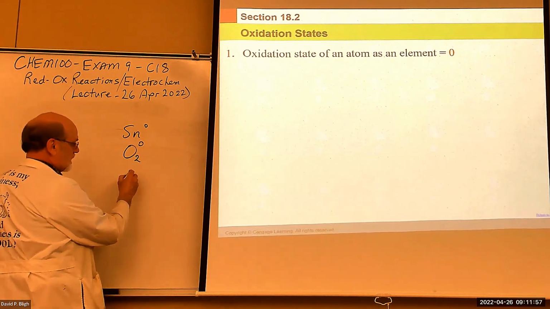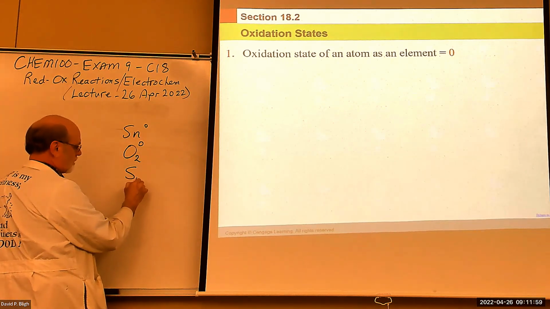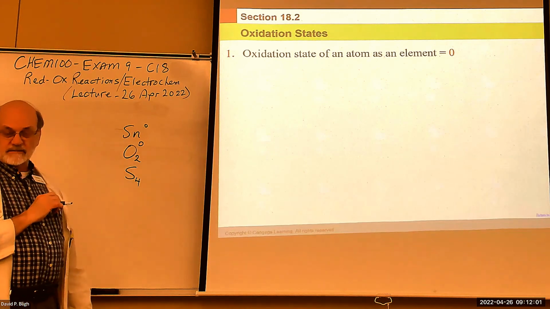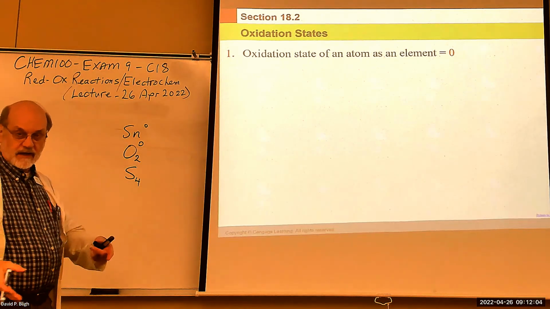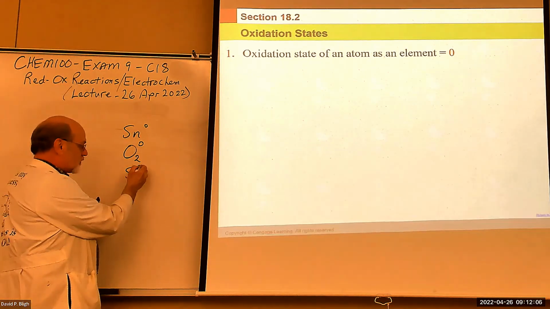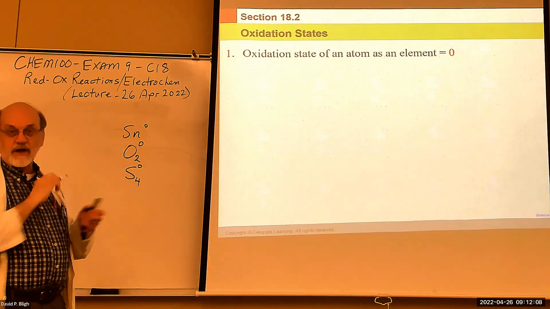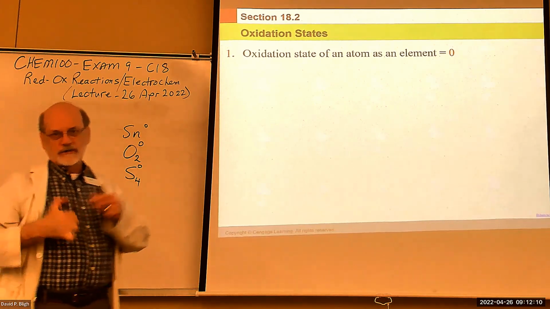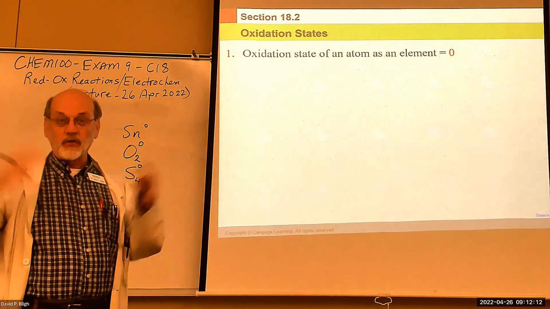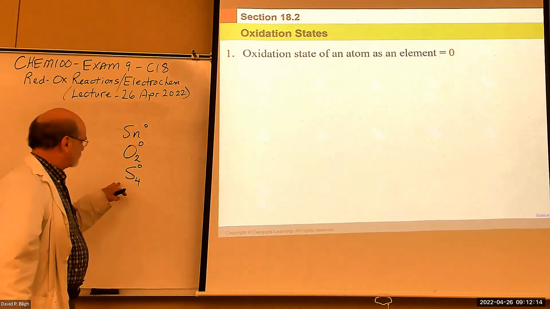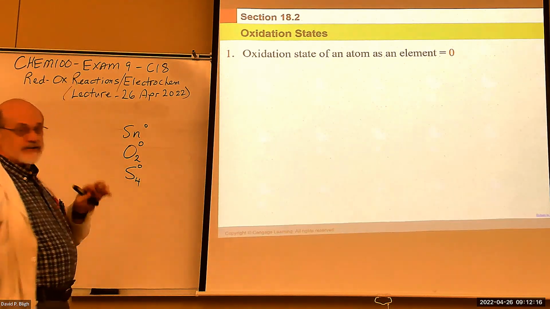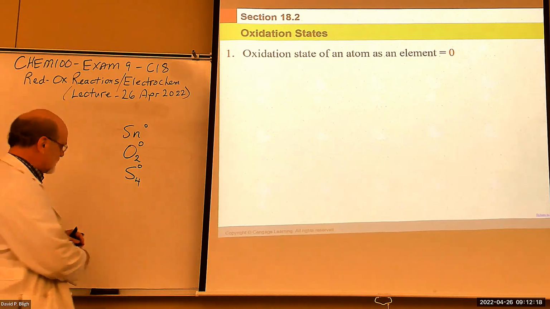We could even have sulfur in its elemental state. Each one of those sulfurs is zero. And we've got 4 of them. Right? So 4 times 0 is 0. So the whole thing is 0. Okay, that's the first rule. That's the easiest one.